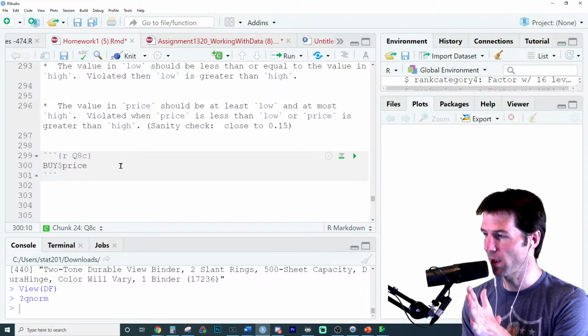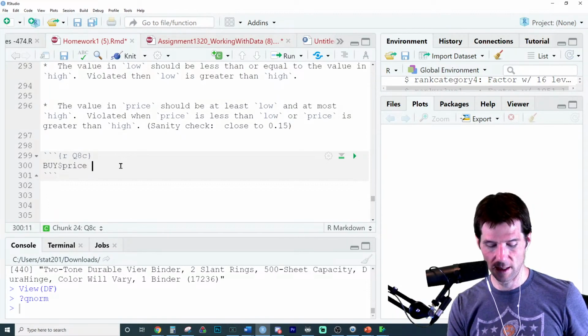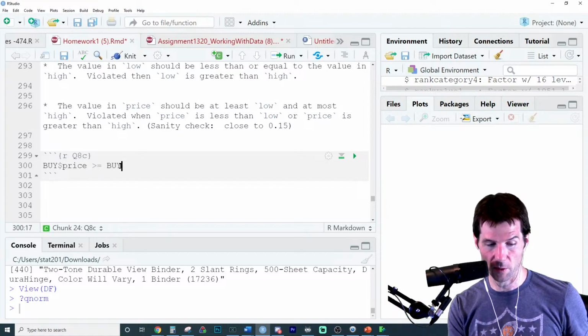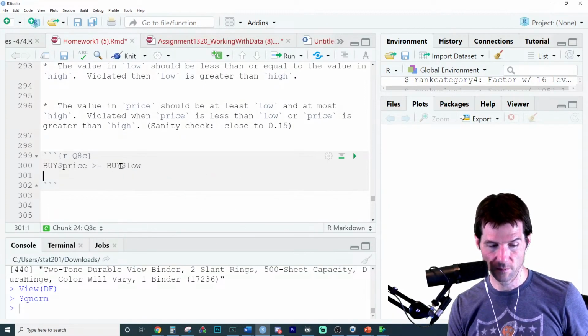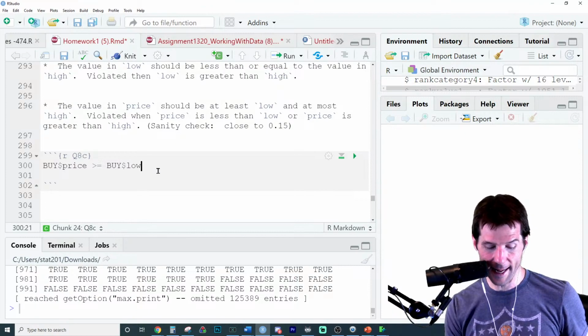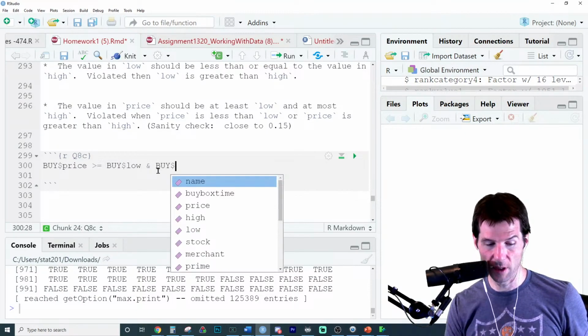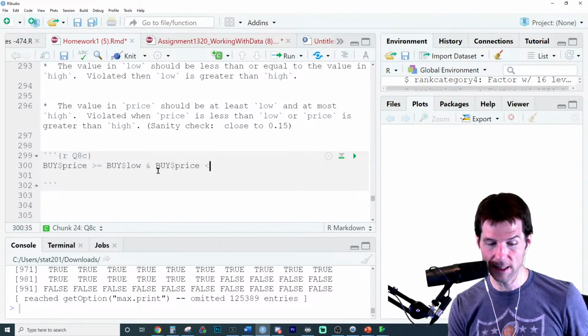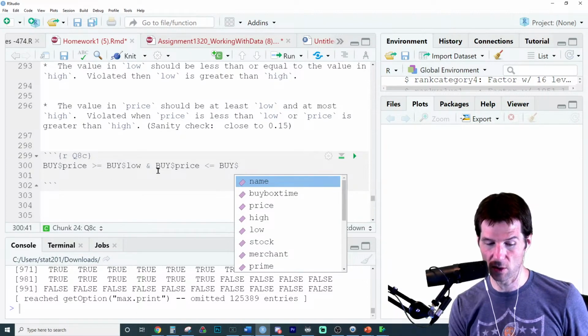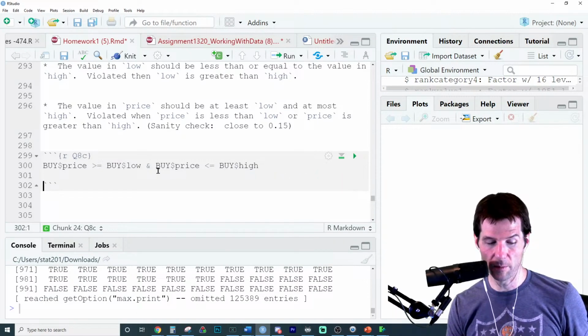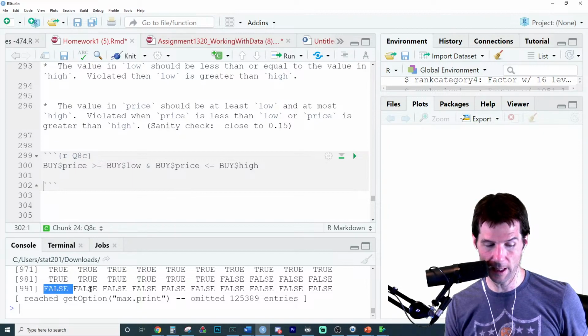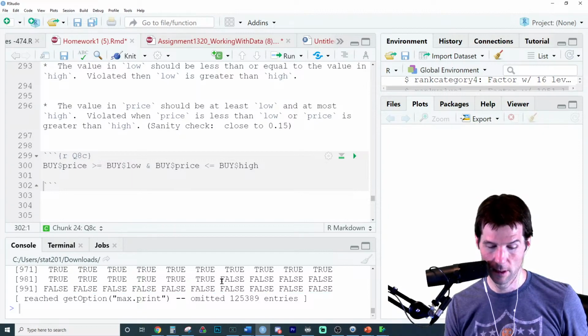It should be between those. Great job, Evan, right there. It should be between those, as in it should be greater than or equal to the lowest price. And we can check this. And the price should be less than or equal to the highest price it's sold for. So I'm seeing if it meets these conditions. Ooh, what do we got here?